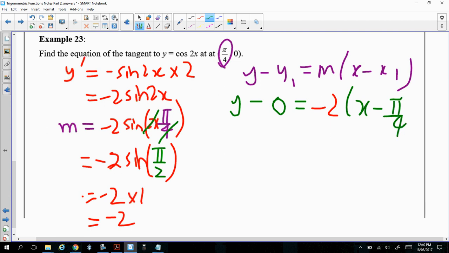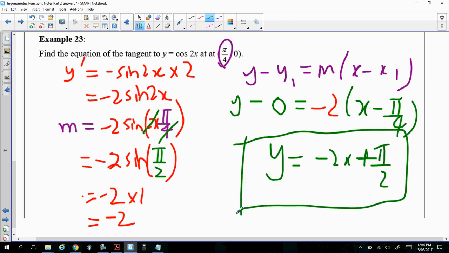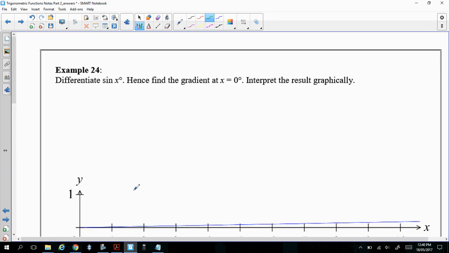Okay, finally, we're going to look at some further examples. How about what happens if I differentiate sine x degrees? All the x we've been looking at are in radians. So we're going to differentiate sine x degrees, and to do that we just have to change x degrees to radians. Let's see what we get.